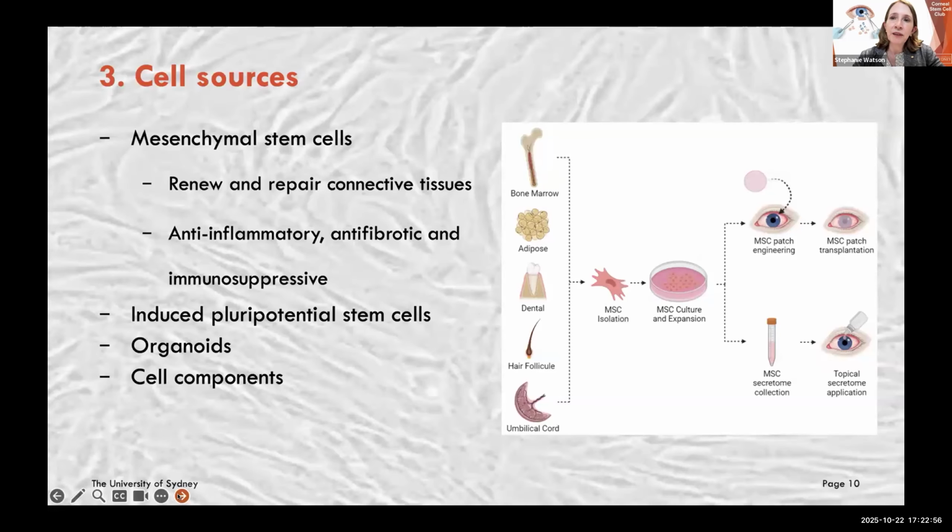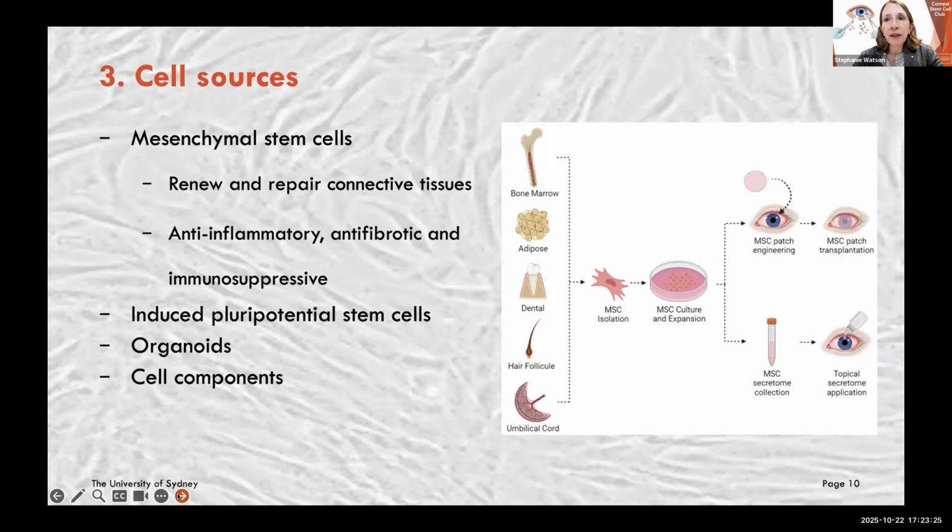Now, cell sources, we need new cell sources. And one of the cell sources that's become very popular for stem cell therapies is mesenchymal stem cells. And these are, rather than epithelial stem cells, more like the fibrous tissue type of stem cells. And they've been found to be able to repair and renew connective tissues. They're also anti-inflammatory, anti-fibrotic, and they do have some immunosuppressive factors as well.